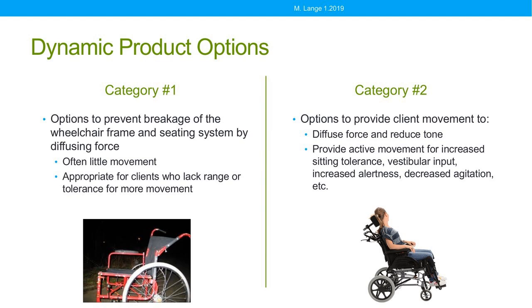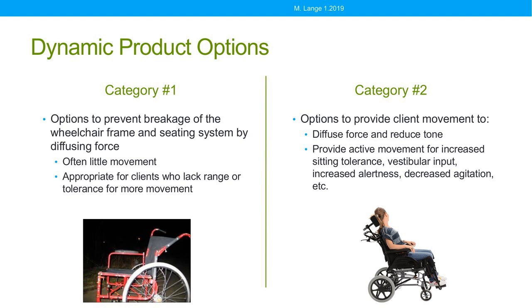Dynamic product options tend to fall into two general categories. The first category is designed to prevent breakage, the frame, the seating system, etc., by diffusing force. And there's not often a lot of movement in these products. There's not as many of these products on the market either. But these are appropriate for clients that maybe don't have a lot of range of motion to move along with the dynamic component, or they don't tolerate that movement.